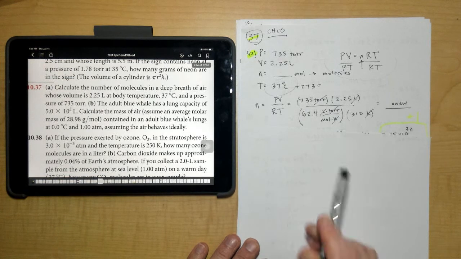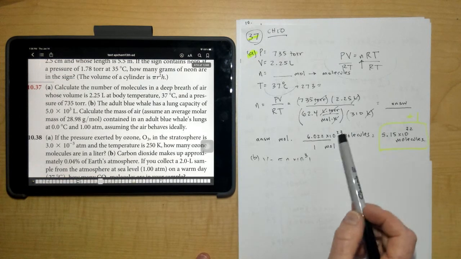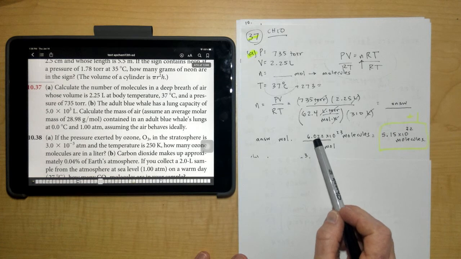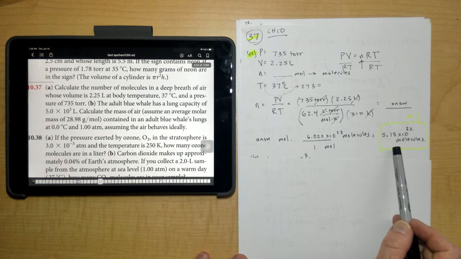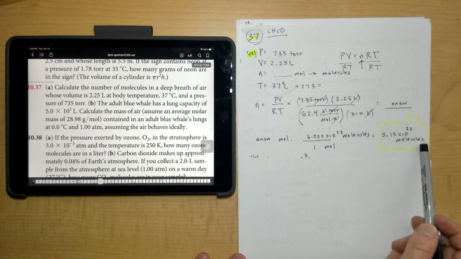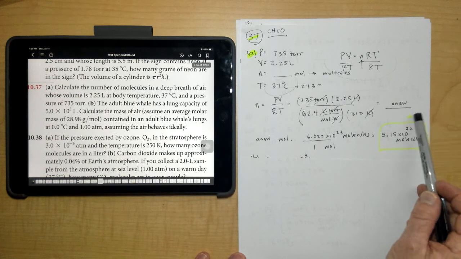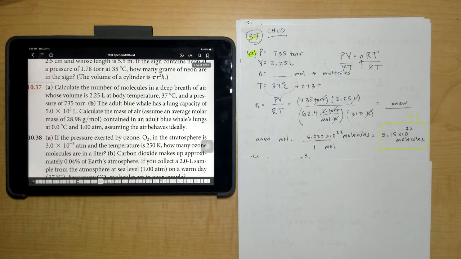Make sure T is in kelvins, and you end up multiplying that answer by 6.02 times 10 to the 23rd, and you end up with 5.15 times 10 to the 22nd molecules. Box that, put +1 on there if you corrected that correctly.